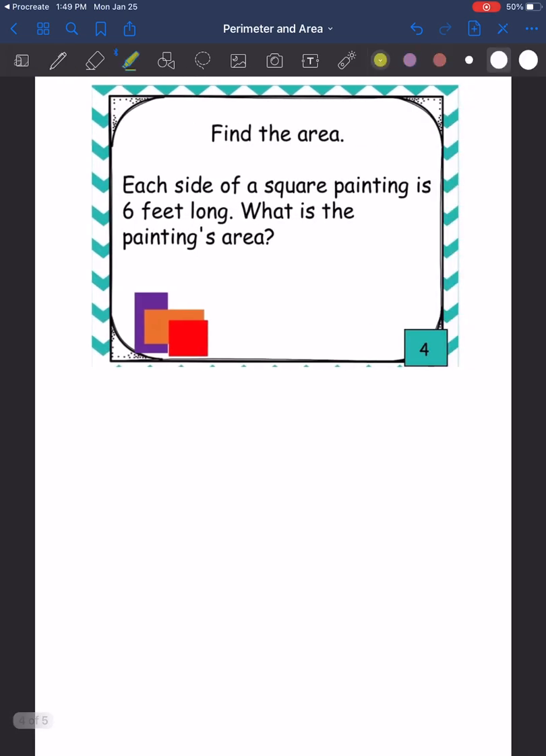Now this task card says find the area. Each side of a square painting is 6 feet long. What is the painting's area? So I have already highlighted the fact that we're going to be doing area. I'm underlining that each side of a square is 6 feet long. So it's telling me that I'm working with a square again. So I'm going to go ahead and draw out my square.